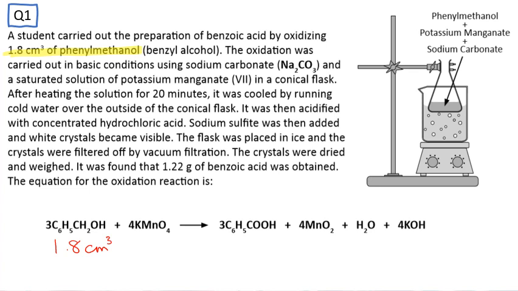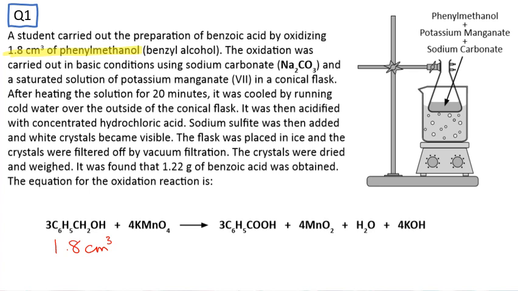The oxidation was carried out under basic conditions and a saturated solution of potassium permanganate in a conical flask. After heating the solution for 20 minutes, it was cooled. It was then acidified. Sodium sulfite was added. So they're giving you all of the steps here, is what I'm seeing. So they're not going to ask me anything about what substance was added, but they probably will ask me some why questions, like why was each of these things added.